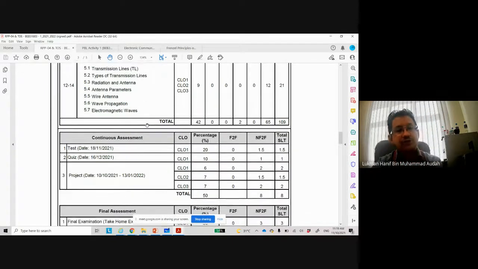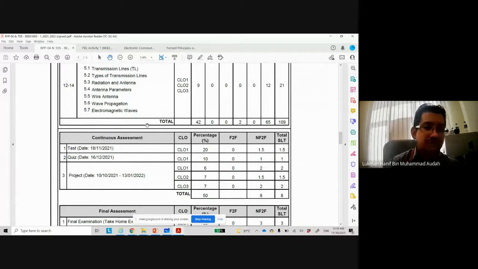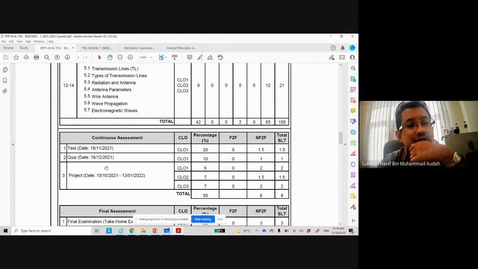Kemudian, so this is the assessment. This is about the assessment. So we're gonna have test, quiz, and project. Okay, project ini PBL lah. So test, the date will be 18 November, which is on Thursday.